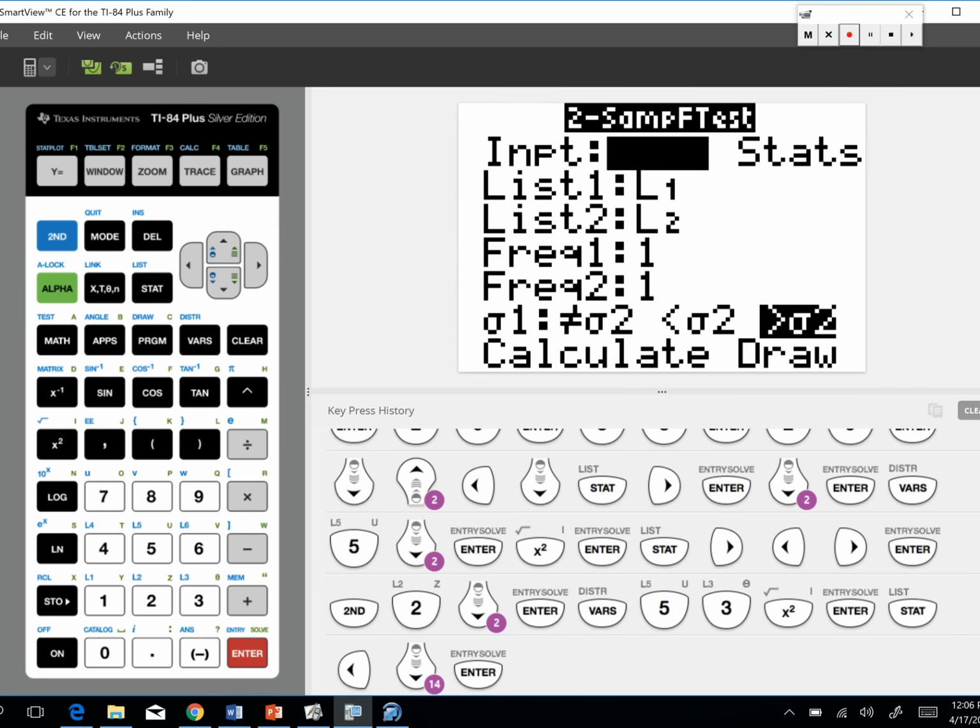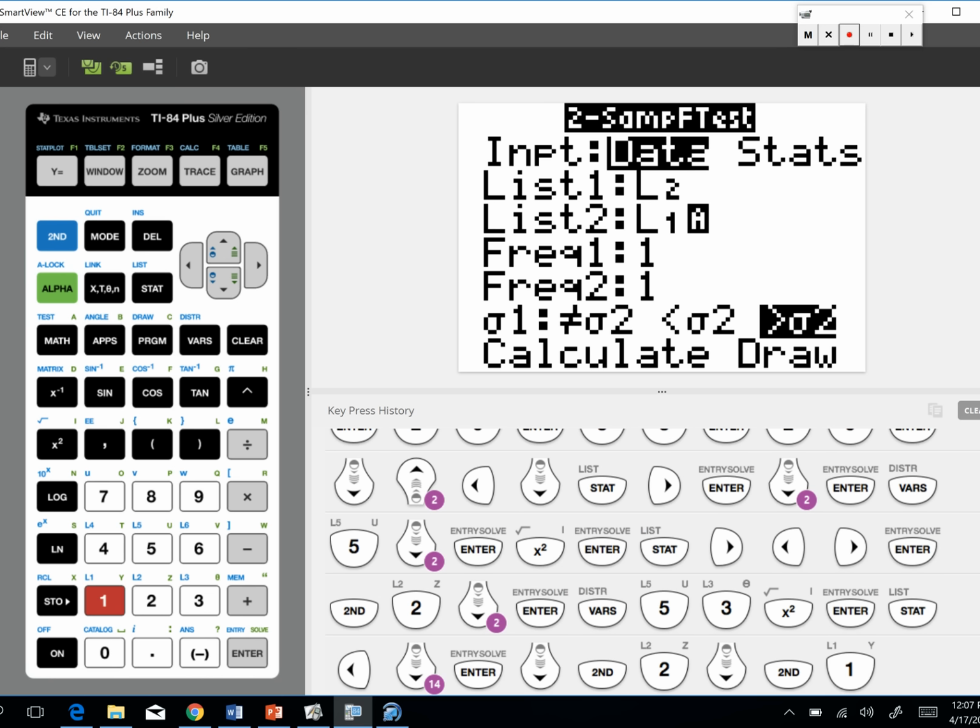We already entered our data in from that first example, but now here's where you really have to watch yourself. We put chocolate into list 1 and we put non-chocolate into list 2. But then when we labeled our sigma sub 1 and sigma sub 2, we switched them, because we found out that non-chocolate had the larger variance. So you have to make sure that you have the sample with the larger variance as your list 1. You have to make sure you switch that.